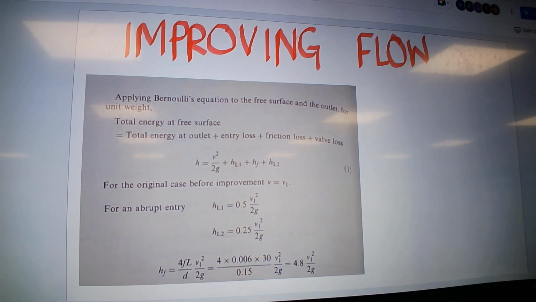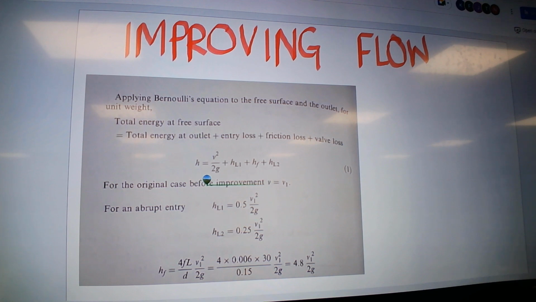Okay. Now, if I say the flow remains the same and the pipe has the same diameter, then V should be equal to V1. And if we are talking about abrupt entry, we use Darcy's equation, H equals 0.5 V1 squared over 2G. Yeah, so that's the value we got.